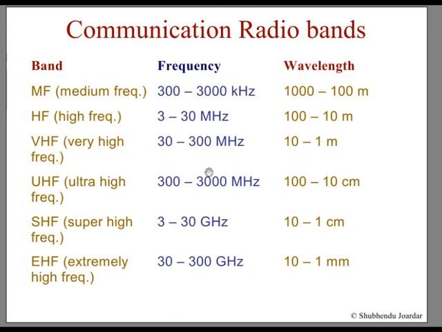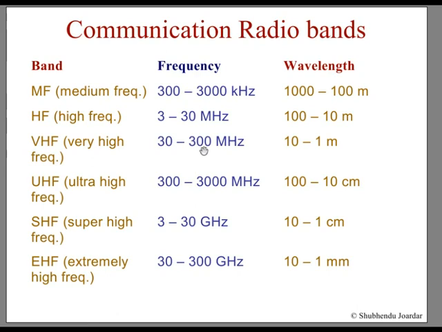From an engineering point of view, we use this kind of divisions: 30 to 300, 300 to 3000, 3000 to 30,000, and so on. That way it goes. So medium wave frequency is 300 to 3000 kilohertz, and you see the wavelength is 1000 to 100 meters, and so on. This is a high frequency. This is a short wave, 3 to 30 megahertz, and this is very high frequency.